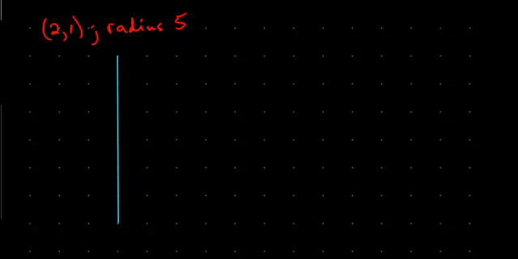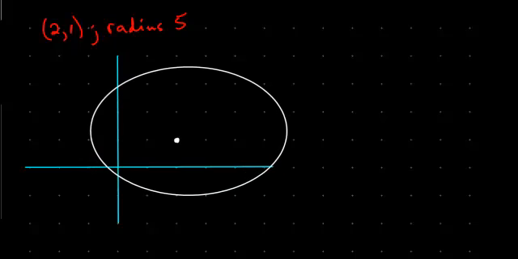What's it say? So we've got centered at 2, 1, radius 5. So let's sketch this. Our center is 2, 1. We have a radius of 5. Our center is over 2, up 1, and we have a radius of 5.